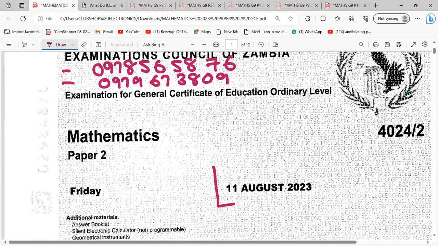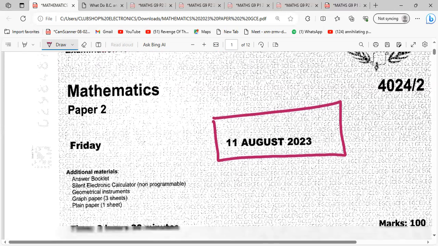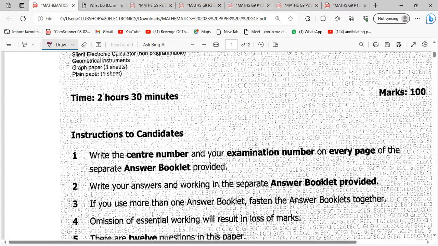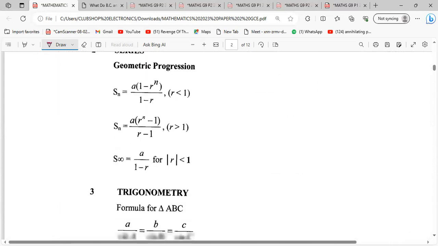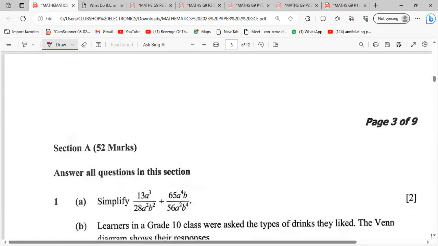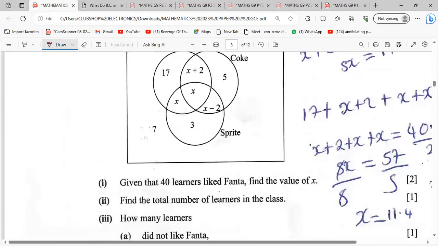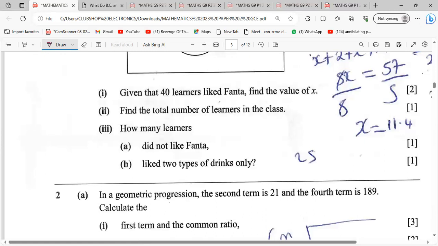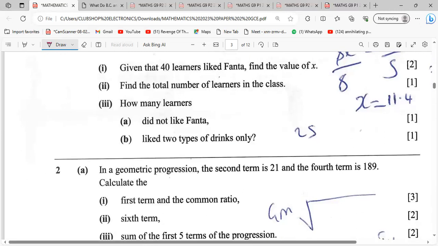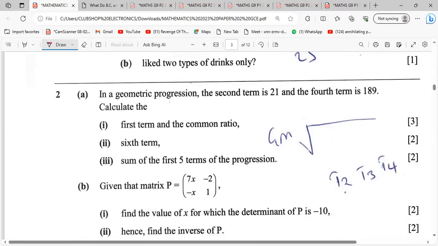Yeah, the 2023 GCE exam. This one was written on the 11th of August. Okay, so in this paper, we want to look at question 2. All right, from question 2.